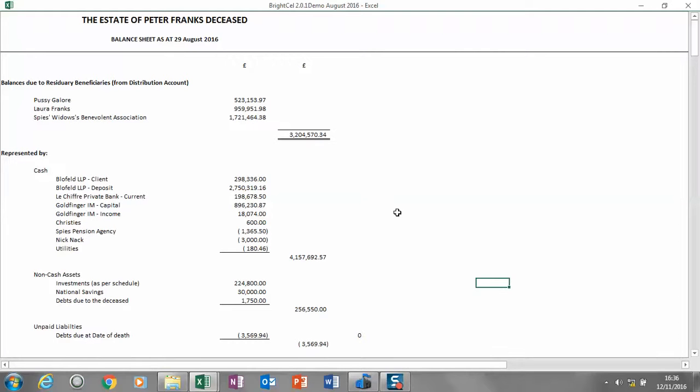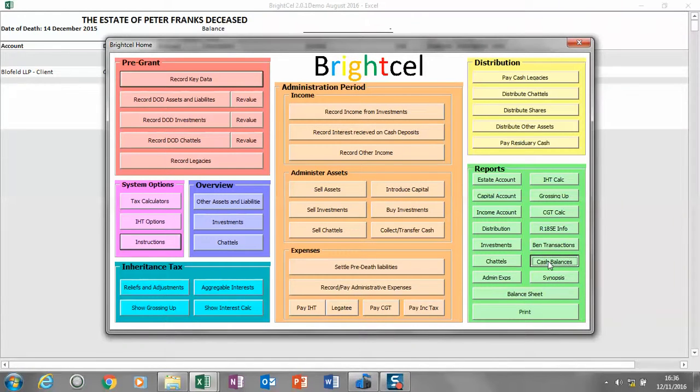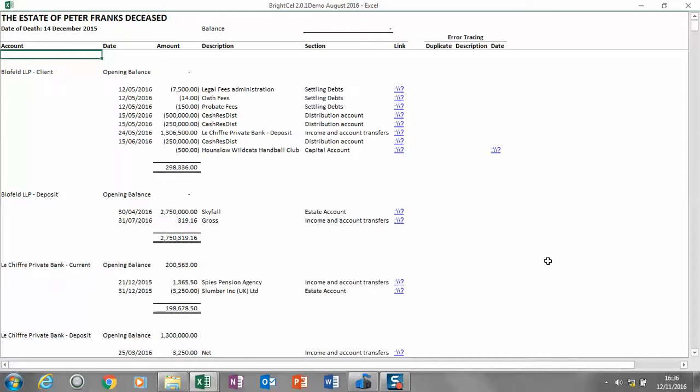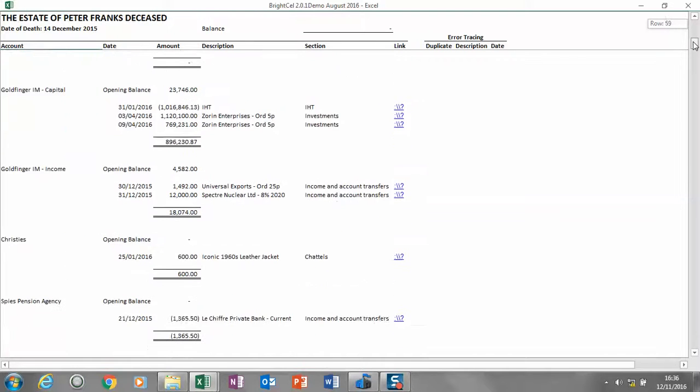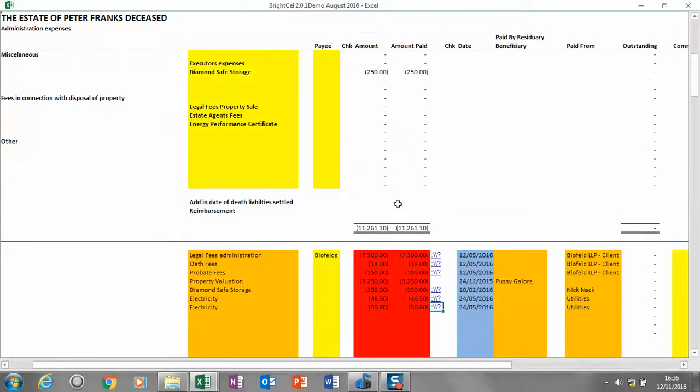And if we want to have a look at that in detail, we can go to the cash balances. This takes a moment to work out. Probably take less time on your computer because I suspect it's more powerful than this one. And if we scroll down, we will find, all being well, an account called utilities. £46.50, £50.60 and £83.36. So those are all showing there, and again if we want to look at those we can click on that. It takes us back to where we were. That's right, that's what we remember.